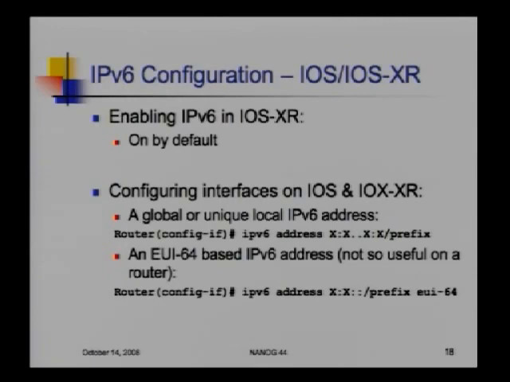So that's actually relatively straightforward. It's there already. So configuring interfaces is the same for both operating systems. You just basically do IPv6 address, and then you type in your lovely hex number / the prefix mask. You can also configure EUI64 addresses if you really want to on a router. I don't know why anybody would want to, but you can do it if you do.